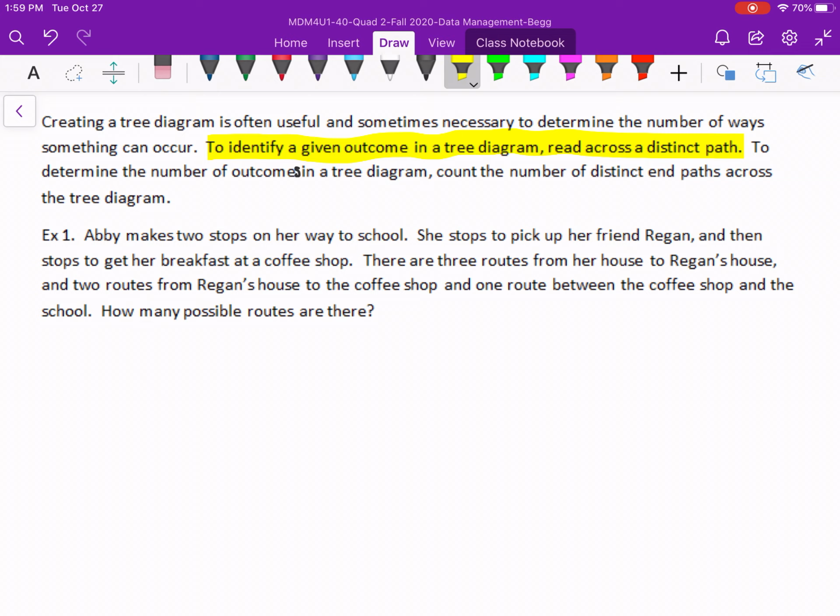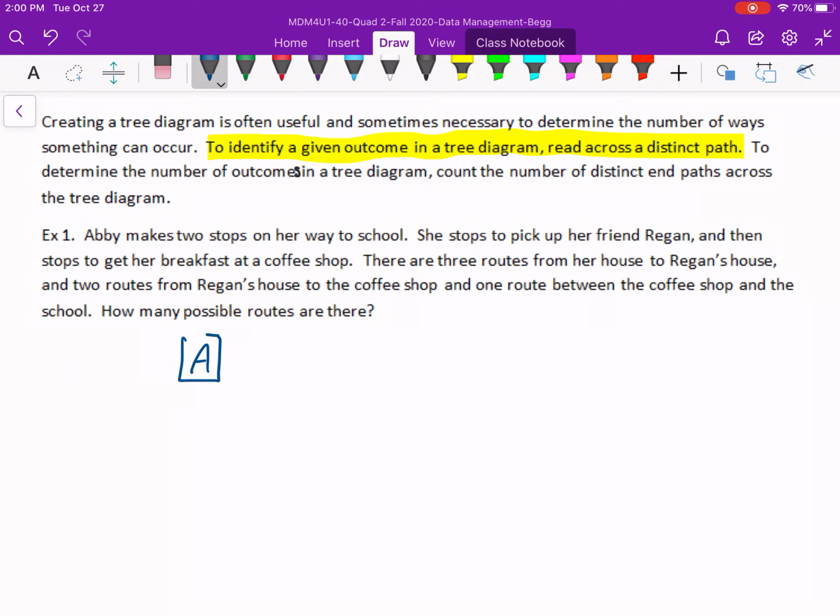Abby makes 2 stops on her way to school. She picks up her friend Reagan, then stops to get her breakfast at a coffee shop. There's 3 routes from her house to Reagan's. There's 2 routes from Reagan's house to the coffee shop, and then 1 route from the coffee shop to school. How many possible overall routes are there? So we've got Abby starting at her house.